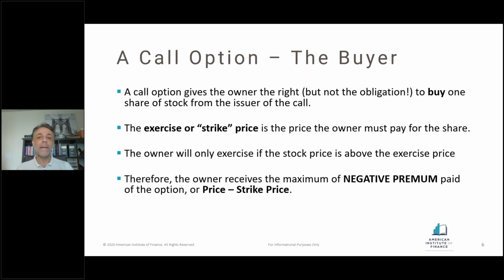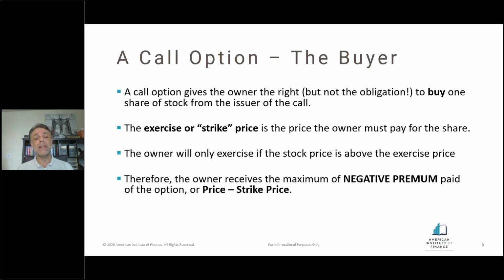So a call option, the buyer. A call option gives the owner, the buyer of the option, the right, but not the obligation, and this is the key phrase, not the obligation, to buy one share of stock from the issuer of the call. When we hear these words, we get confused very quickly. But imagine there is this contract. You can buy this option from the seller. This gives you a right, but not the obligation, to do something. Specifically, it gives you the right to buy a stock at a particular price, and that's the benefit of the option. What is this particular price?